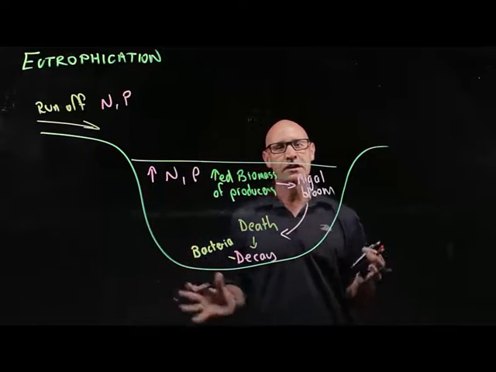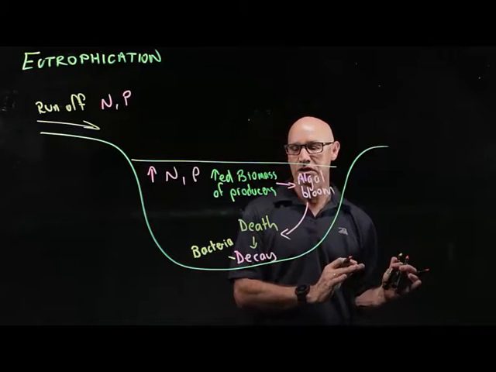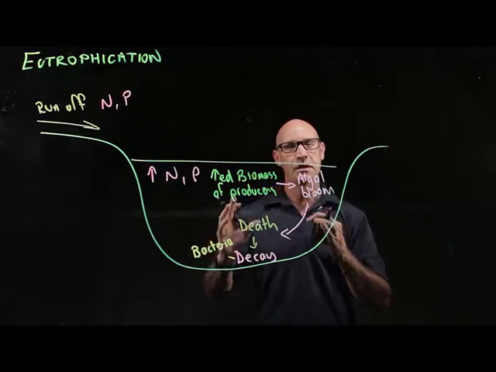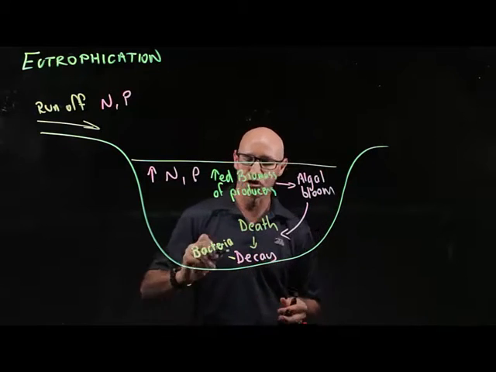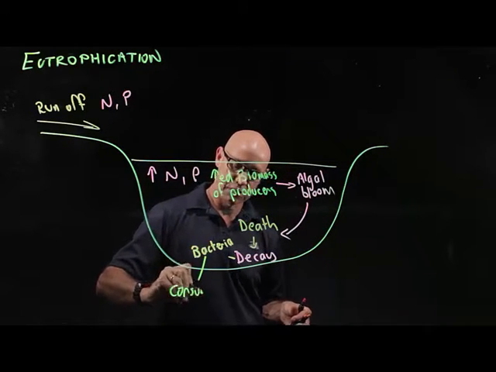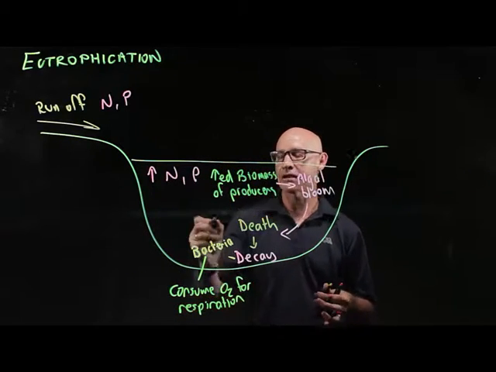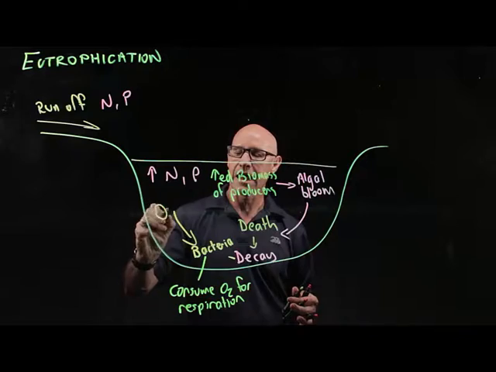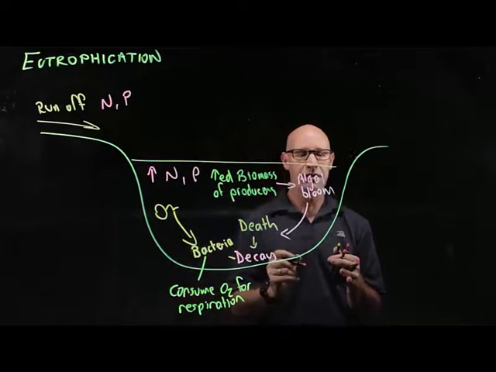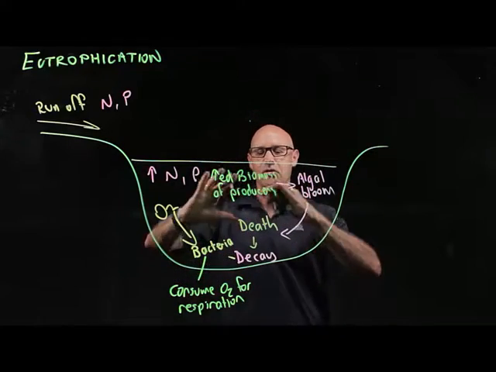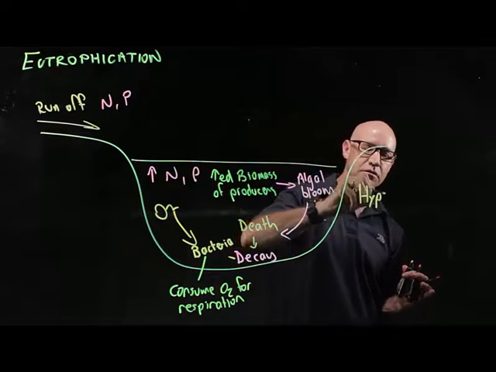And the process of decay requires this bacteria to undergo cellular respiration, and that of course requires them to use oxygen. So these bacteria consume oxygen. So what that means is it takes all of the oxygen out of the water, and we end up with a hypoxic area, or an area with low dissolved oxygen.